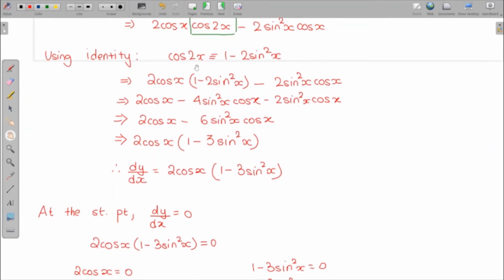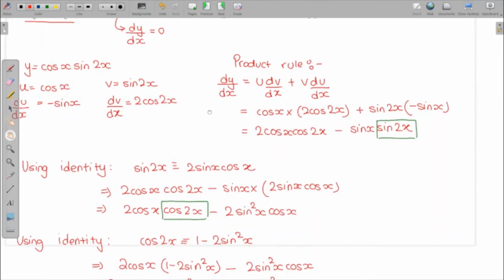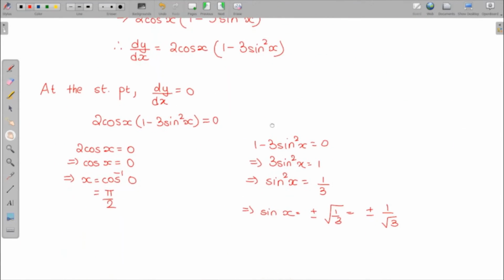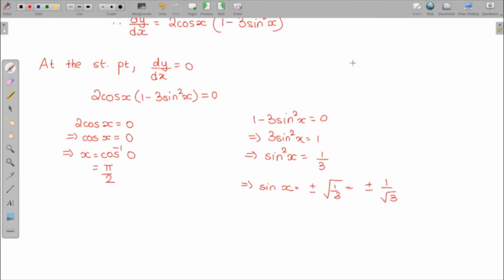So remember, they had given us one interval, and the interval was from 0 to pi by 2. 0 less than x less than pi by 2. So let's write that down. 0 less than x less than pi by 2. Basically, if we think of this in degrees, that means the value of x must be from 0 to 90 degrees. It should be greater than 0, but it should be less than 90 degrees.